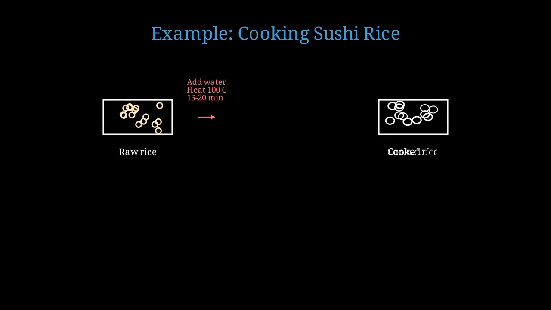Let's apply this to cooking sushi rice. What's happening at the molecular level? Raw rice grains contain rigid starch granules. When we add water in a 1 to 1.2 ratio and heat to 100 degrees Celsius for 15 to 20 minutes, the granules gelatinize. They absorb water, swell, and create the soft, sticky texture perfect for sushi.